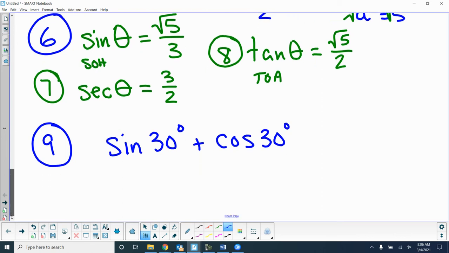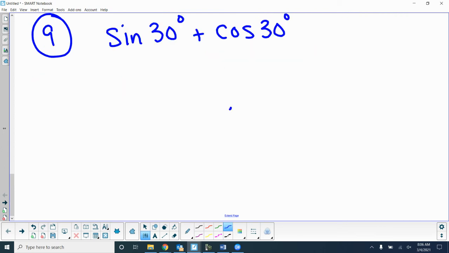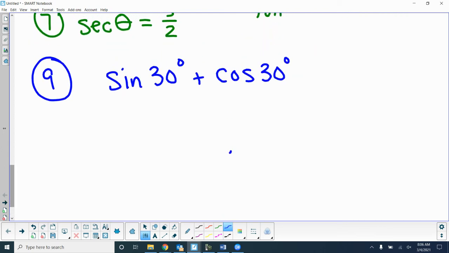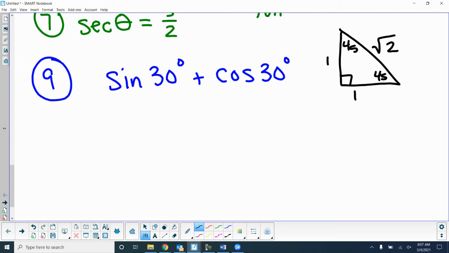Tomorrow you might have a 45 in there. All right? So I'll draw both pictures that you're supposed to know. You're supposed to have this memorized. Okay? The 45-45 triangle, 1, 1, hypotenuse is square root of 2.